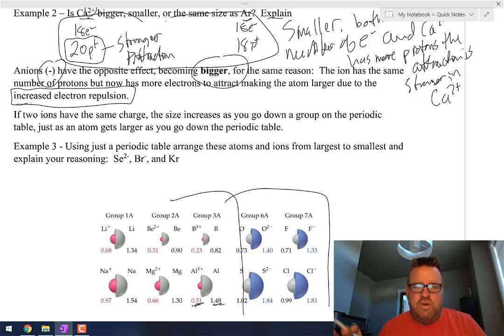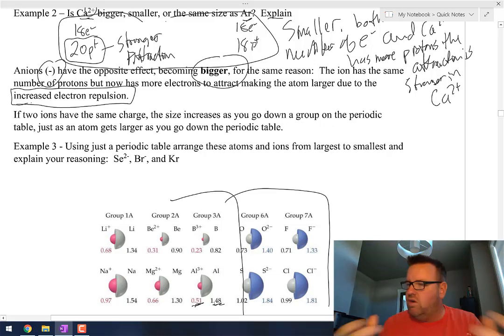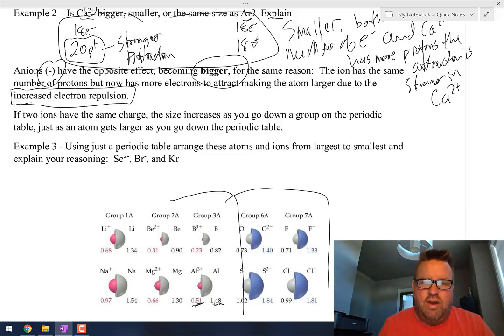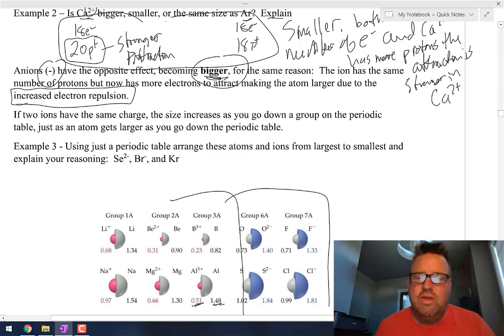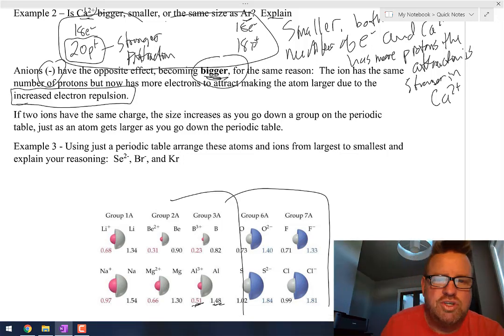Think about if you're sitting in a circle, and that circle doesn't have any more seats. Another person comes in and you're like, hey, we need to make room for this person. We need to add another chair. What does everybody do? Everybody scoots back a little bit and then they can fit that chair in there. And what happened to the size of your circle? It just got bigger. Same thing here. When you add electrons, the atom or the ion gets bigger because those electrons are pushing away from each other. You're increasing that electron repulsion.